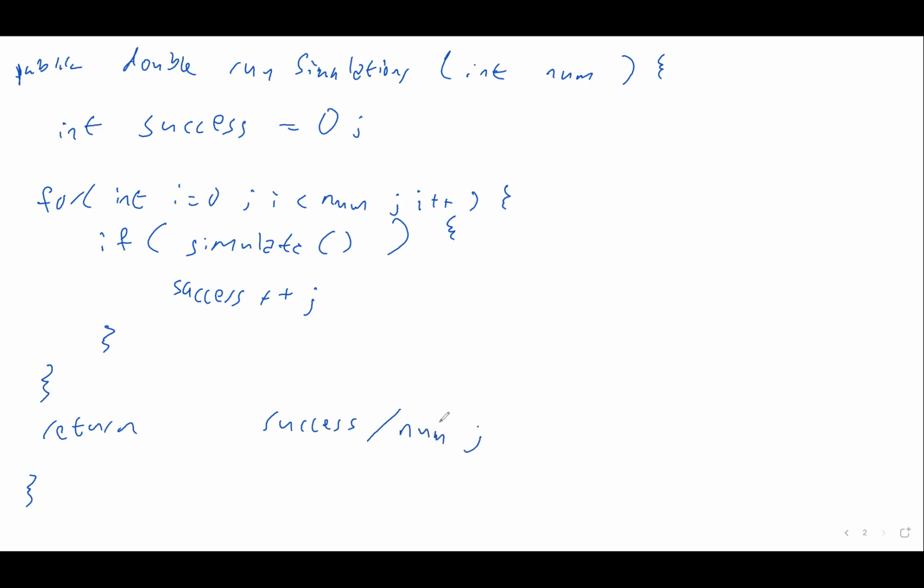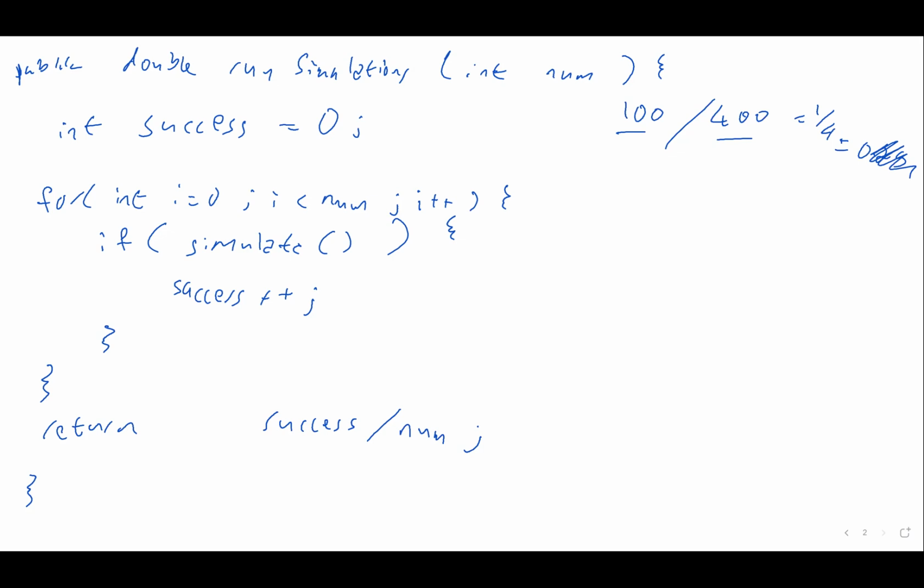Now, is that all we need to do? If I have num equals 400 and success equals 100, what's 100 over 400? It's 1/4, or 0.25. But in Java, if both of these values are integers, 1/4 is actually just equal to 0 because it's going to truncate the decimal.